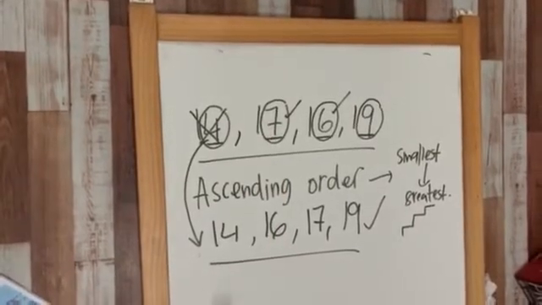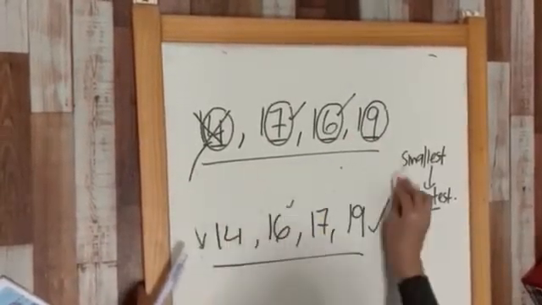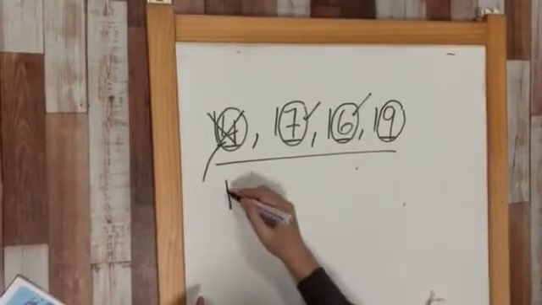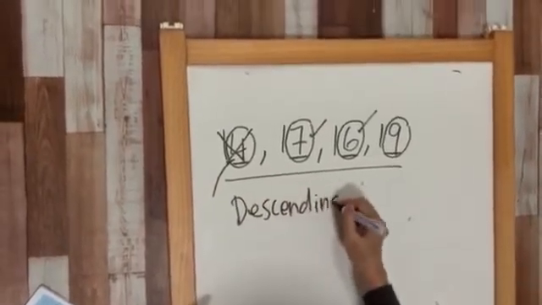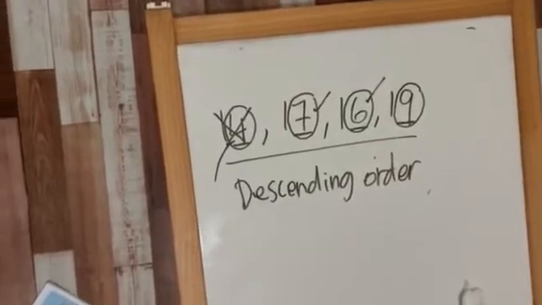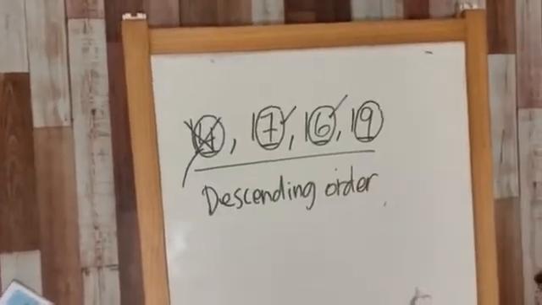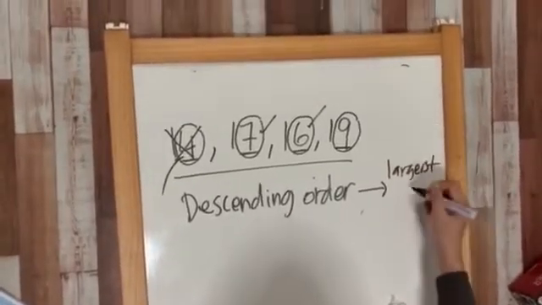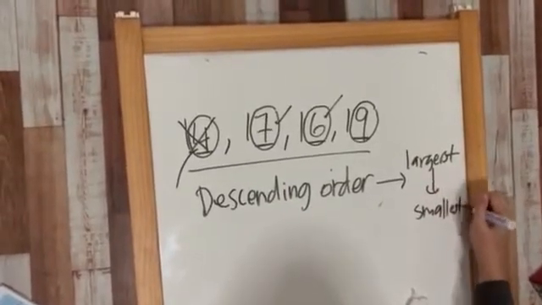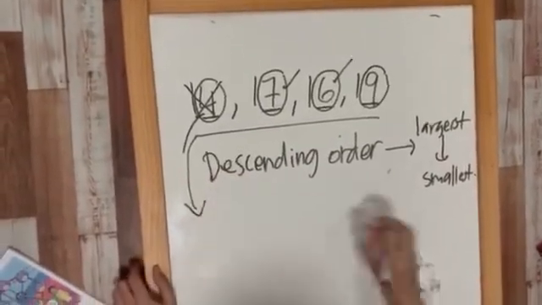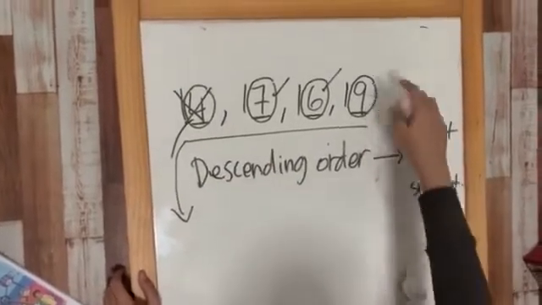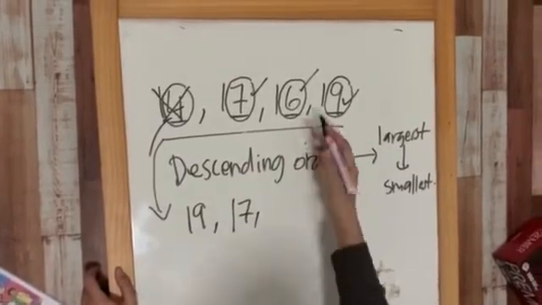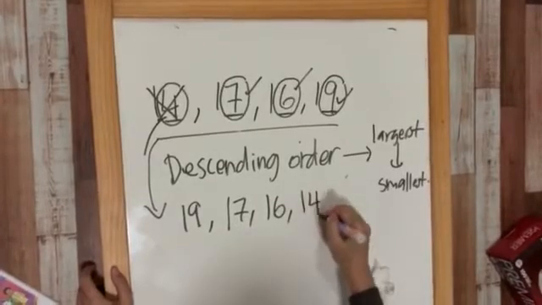When we take the same example but change the question, we want to arrange these numbers in descending order. Just remember, ascending starts from smallest, so descending will start with largest. Largest or greatest number to smaller numbers. So easy. Starting from the greatest number, it will be 19. The second largest number will be 17, the third number will be 16, and the last number will be 14.